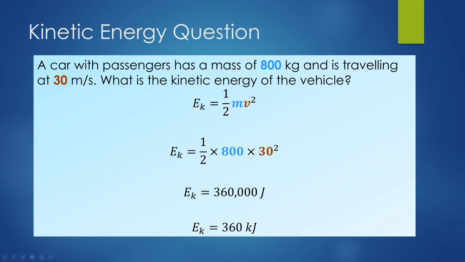30 squared is 900. So 1/2 times 800 times 900 is 360,000, but it's in joules. You may have heard of a joule, but you've certainly heard of a kilojoule. Kilo means 1,000. So if we divide this number by 1,000, we get down to 360 kilojoules. Because there's the K there, we know that's 1,000 joules. So 360,000 joules is the same as what we've got up here. It's just a more convenient way to write it.